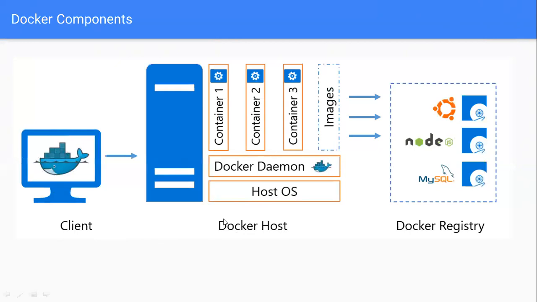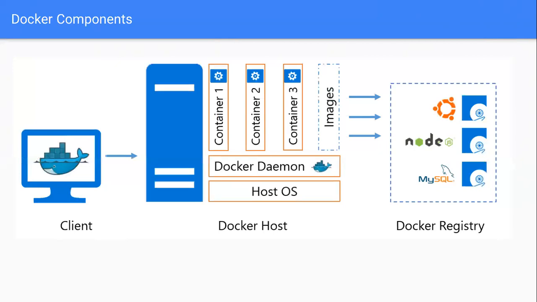Now on a Docker server, there is a host operating system running at runtime, right? Over the host operating system, when you install Docker, what you are basically installing is a Docker daemon. Docker daemon is a process which will always be running. When you say service docker start, basically you are starting the Docker daemon on your server.